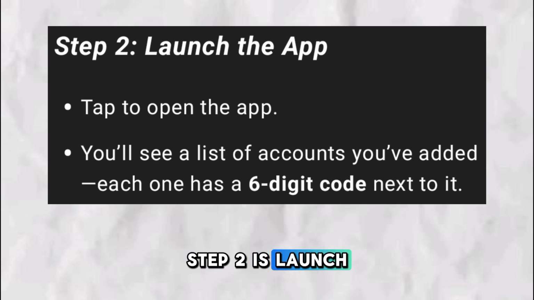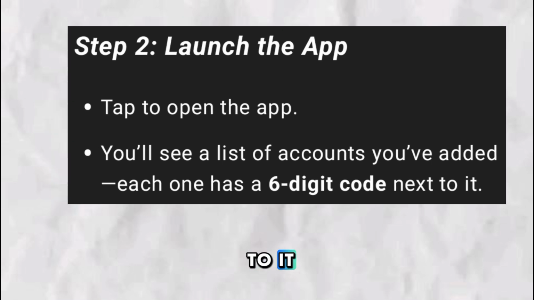Step 2 is launch the app. Tap to open the app. You'll see a list of accounts you've added. Each one has a 6-digit code next to it.